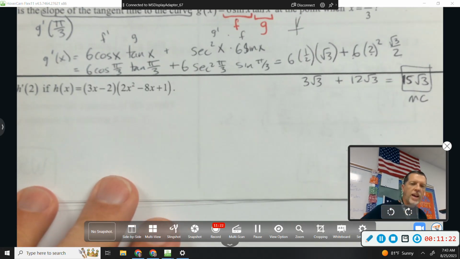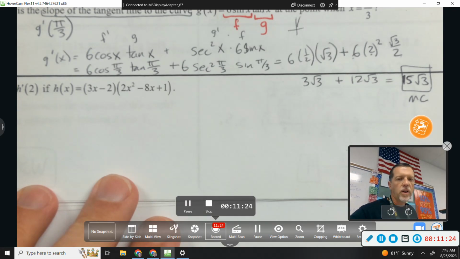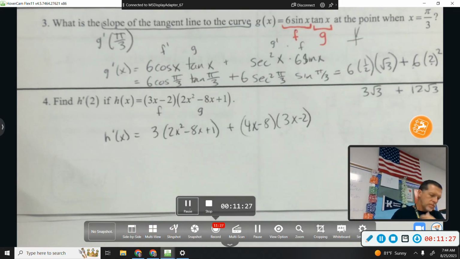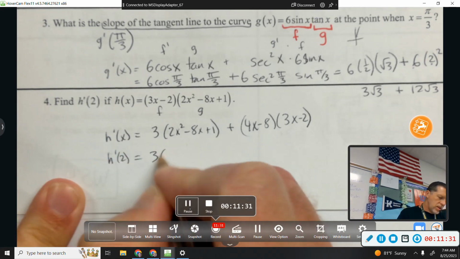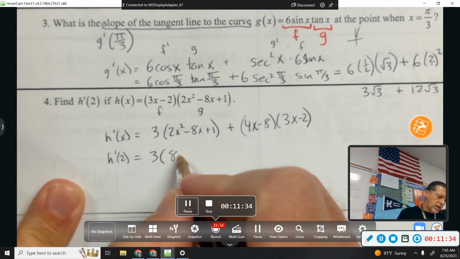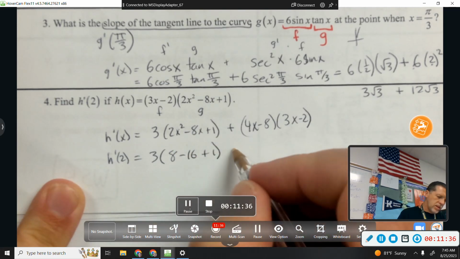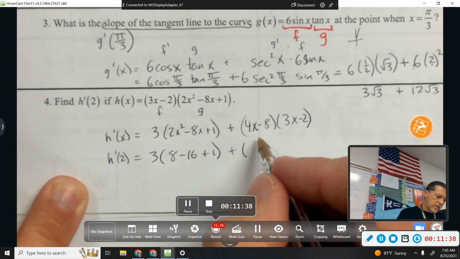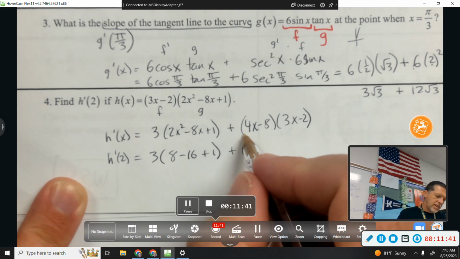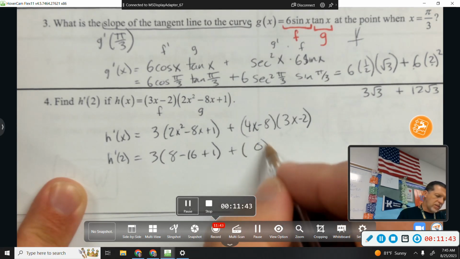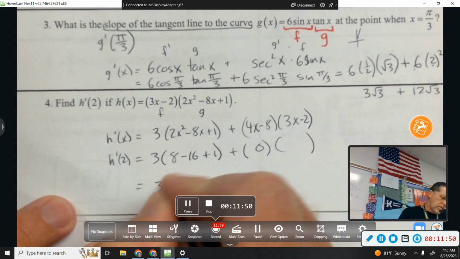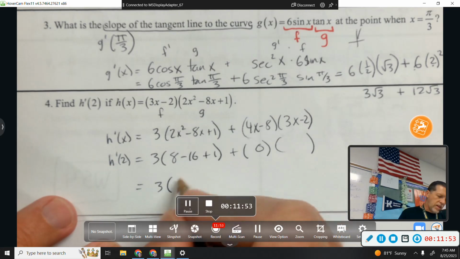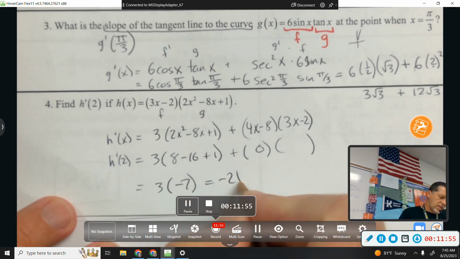All right, number 4 is the last example, so why don't you try number 4? And then at 2, so make sure you plug in 2. Let's see, 4 times 2 is 8, minus 16 plus 1, plus, oh, well, that's nice. 4 times 2 is 8, 8 minus 8 is 0, and then it doesn't matter what the rest of that part is, because that would be wiped out. 3 times negative 8 plus 1 is negative 7, negative 21.